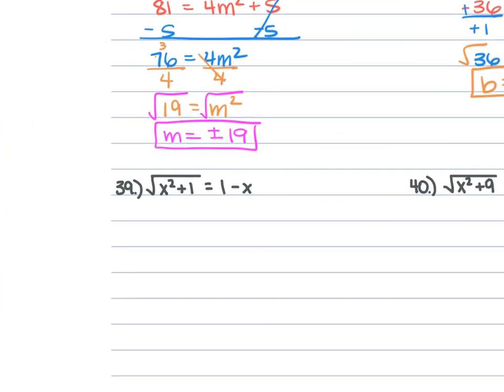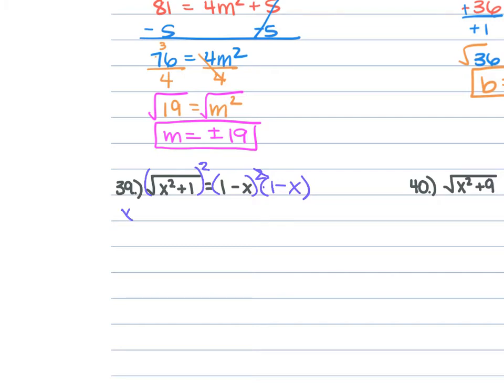For 39, we have the square root of x squared plus 1 is equal to 1 minus x. So our radical is isolated. We're going to square both sides. Now that we're squaring this binomial, remember, we are multiplying it by itself. So that's 1 minus x times 1 minus x. You're going to have to FOIL with this.